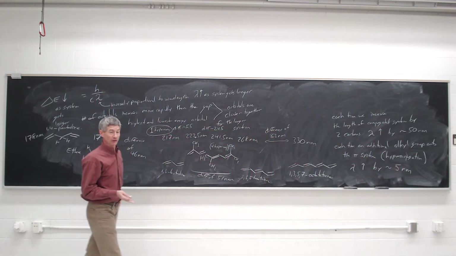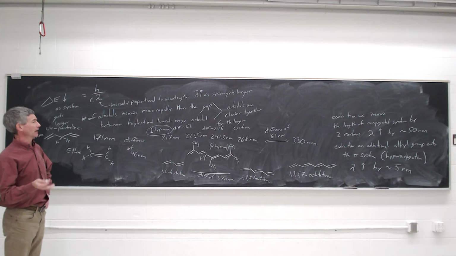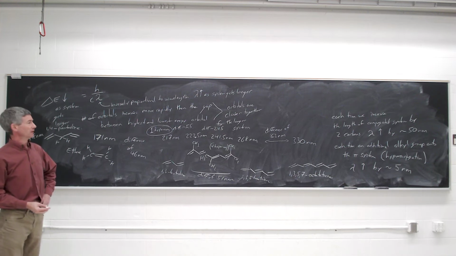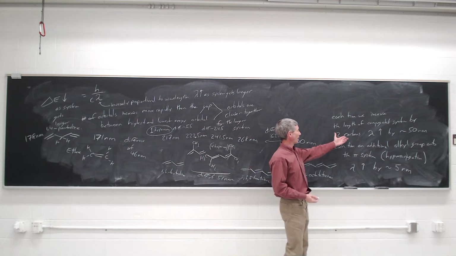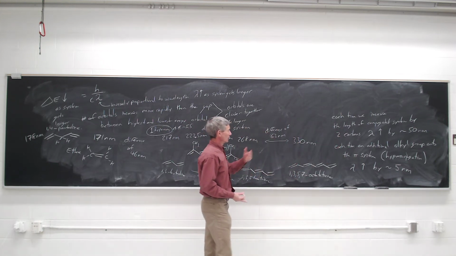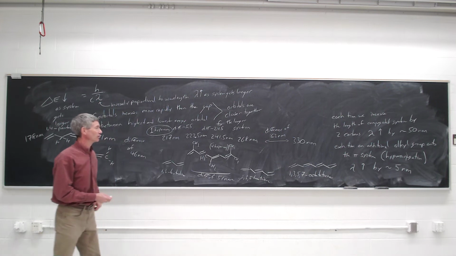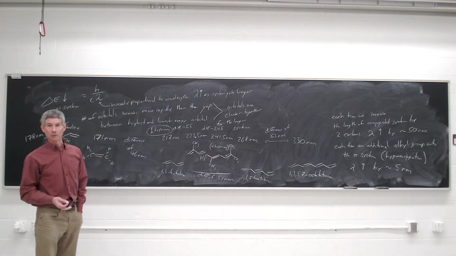Those are very rough approximations, but they are borne out by the observed data. Extending the conjugated pi system by an additional pi bond, by adding 2 carbons, raises lambda by about 50 nanometers, and putting on an additional alkyl group.